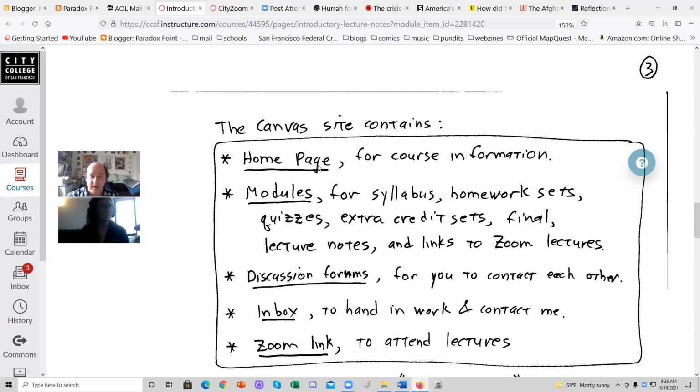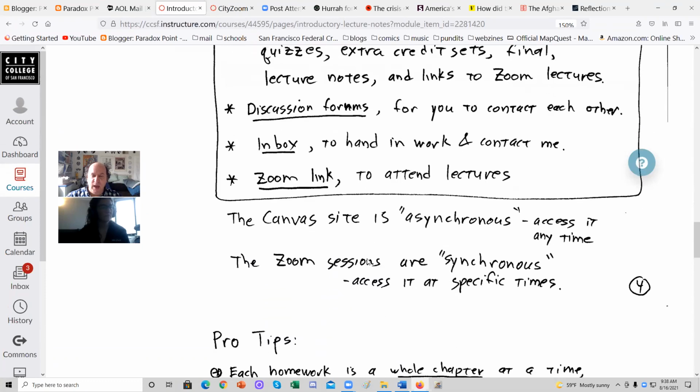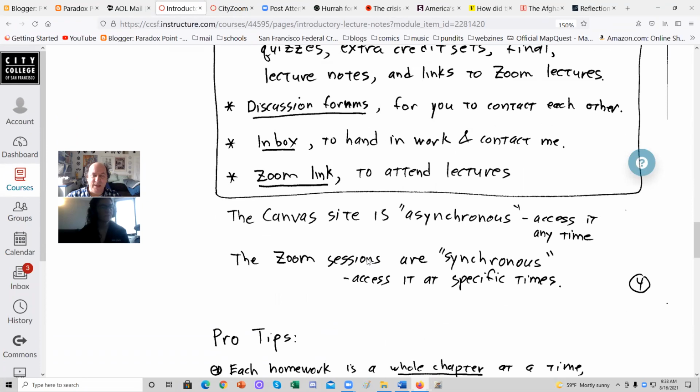Okay, the Canvas site. We have the home page. We've seen that. You have the modules. We'll be seeing those. It contains the syllabus, homework sets, quizzes, extra credit sets, final, lecture notes, and links to Zoom lectures. There are discussion forums, but I find these have been underused. There's an inbox to get information to work and to contact me. There's a Zoom link to attend lectures. There's a distinction to make between synchronous and asynchronous. This Canvas site is asynchronous. It's just sitting there. There are no particular due times or scheduled moments. Access it at any time and get all the information in it. Zoom sessions are synchronous, like this. We do it at specific times, Mondays and Wednesdays, 9 to 11:30, although usually well before that.